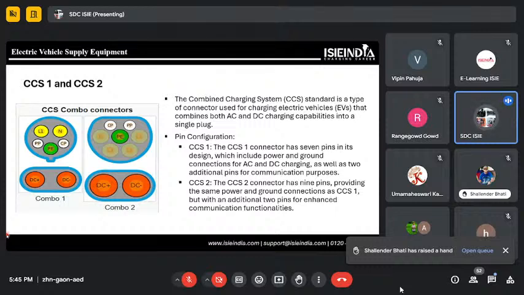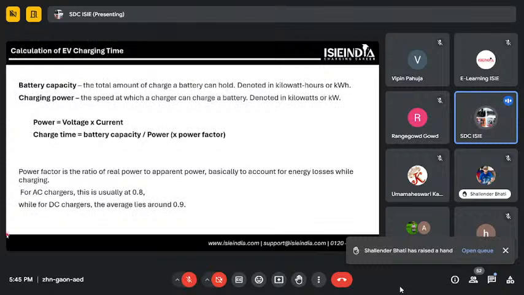So these types of chargers are there in the market. Some of these chargers are used in the European and Japanese markets, but in some countries we don't have that many vehicle configurations, interfaces, or charging infrastructure.